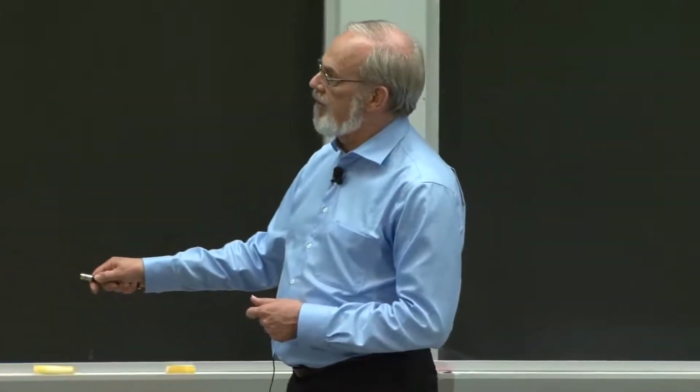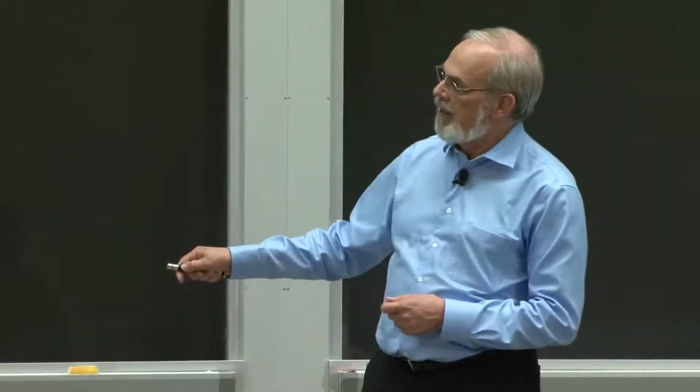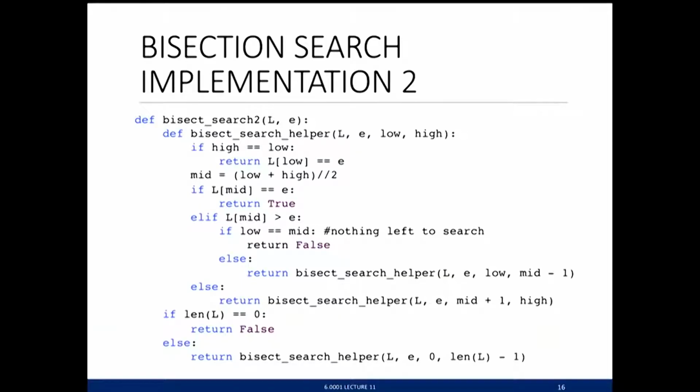A little bit of code, not as bad as it looks. I've got an internal function here that I'm going to come back to, but let's look at what happens in this case. I'm going to say again, if there's nothing in the list, just return false. Element can't possibly be there. Otherwise, call this function with the list, the element for whom I'm searching, and the beginning and end of the list. So 0 at one end, length of L minus 1 at the other end. It's just that idea of I'm keeping track of the two pieces.